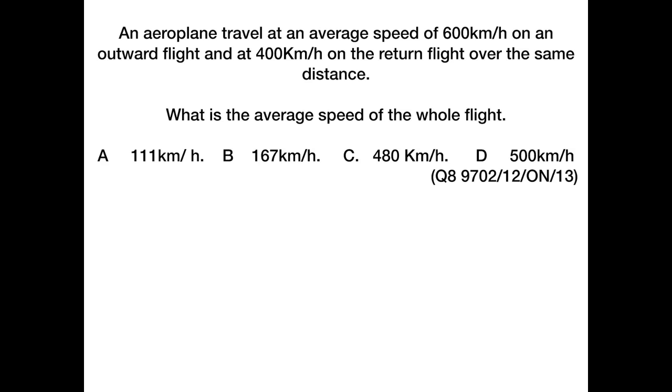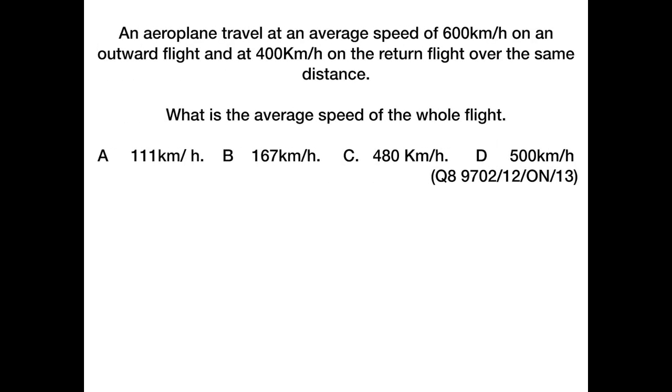The average speeds for outward and inward flights are given to us. And now they want us to find the average speed for the whole flight. It means the airplane started from one city, went to the other city, and then came back to the first city. So we are given the average speeds for the outward and the inward flights, but they want us to find the average speed for the whole journey. So what can we do? We have average speeds, and we also have the total distance.